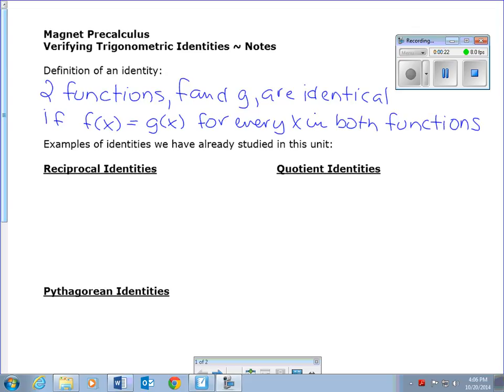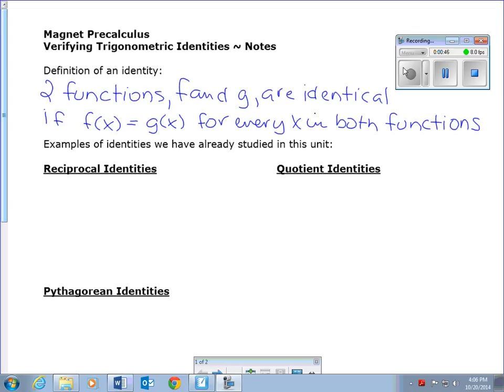Firstly, let's define identity. Here I've got a very textbook definition. Two functions, f and g, are identical if f of x equals g of x for every x in both functions. All right, so what does that mean, Mrs. Burwell? Well, that means that if I'm looking at a statement where I've got a left-hand statement equals the right-hand statement, that means that the left and the right statements are interchangeable.